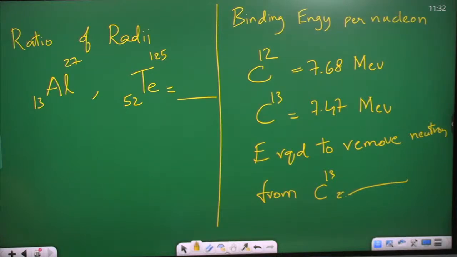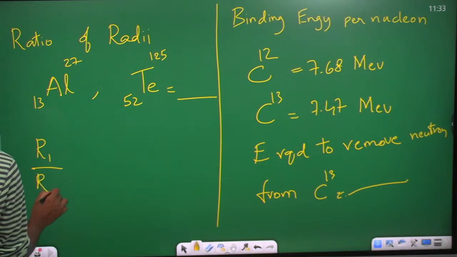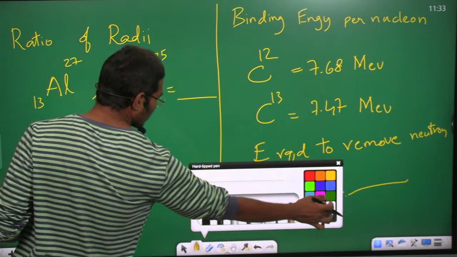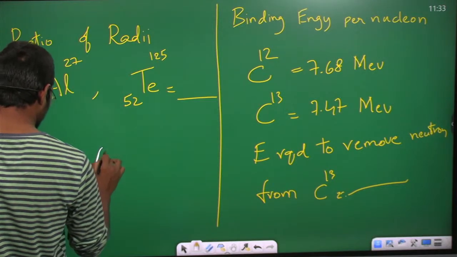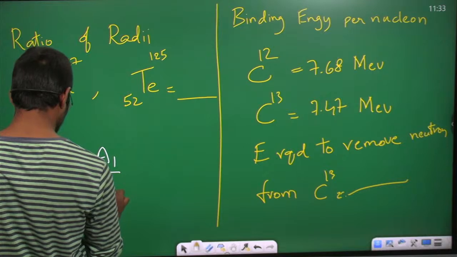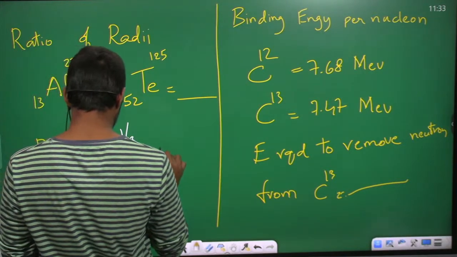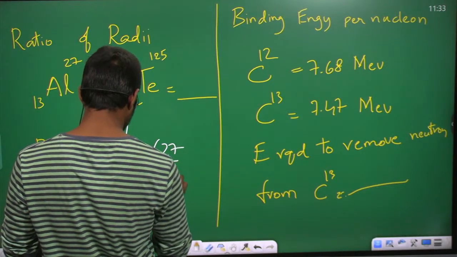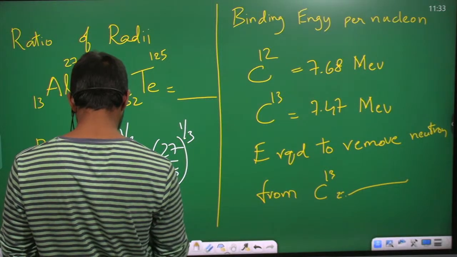Okay, 4.95 million electron volts was correct, Soumya. Come on, people watching online, do share this. See, first let us do this. Here R1 by R2 is equal to A1 by A2 whole power 1 by 3, nothing but 27 by 125 whole power 1 by 3, you get as 3 by 5.